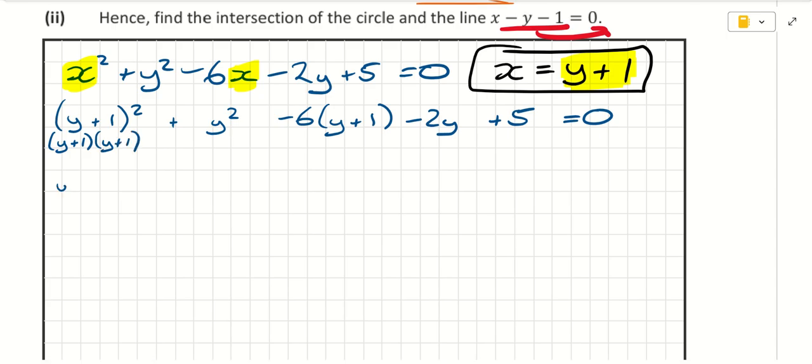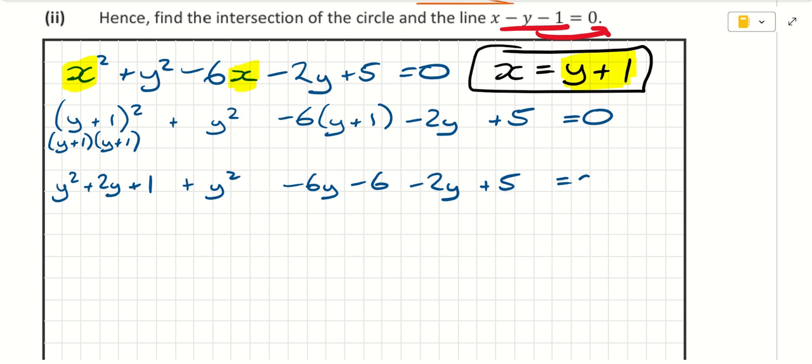You should be able to multiply it out. You'll get y squared plus 2y plus 1 down there. And then these terms will keep going. So then minus 6y minus 6 minus 2y plus 5 equals 0. So now just gather your like terms.